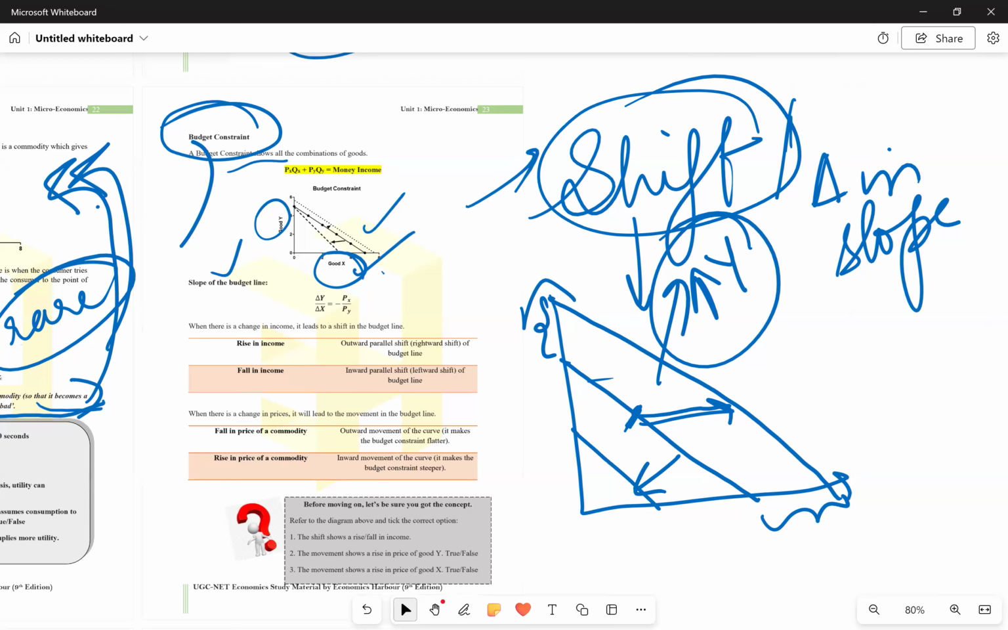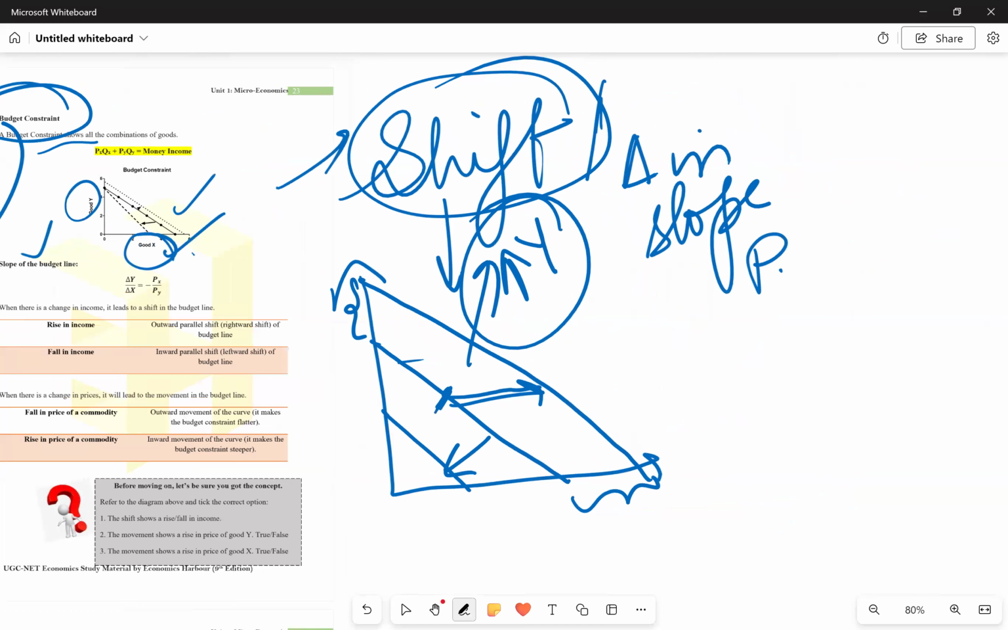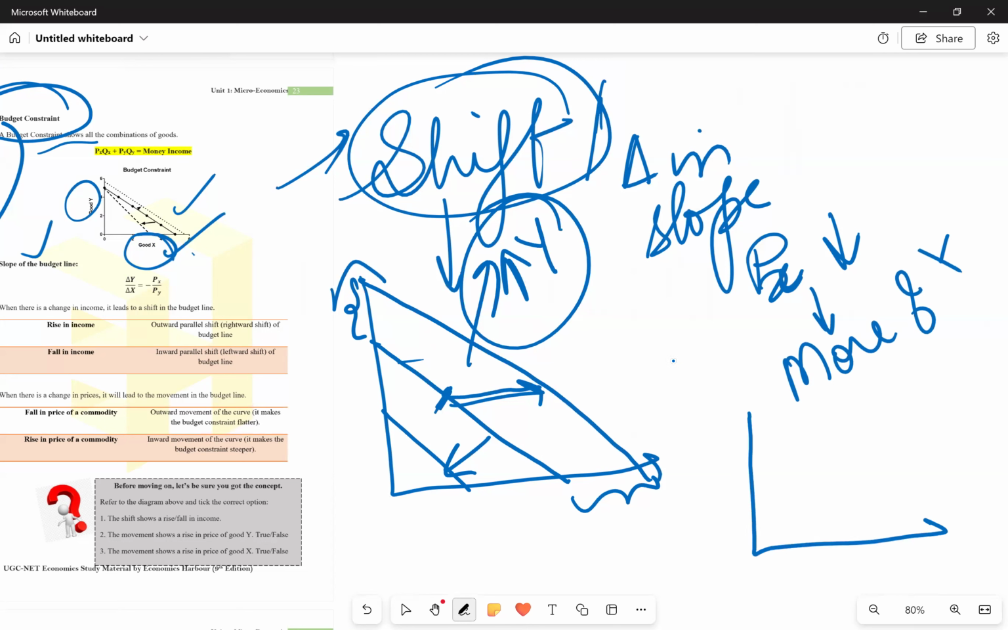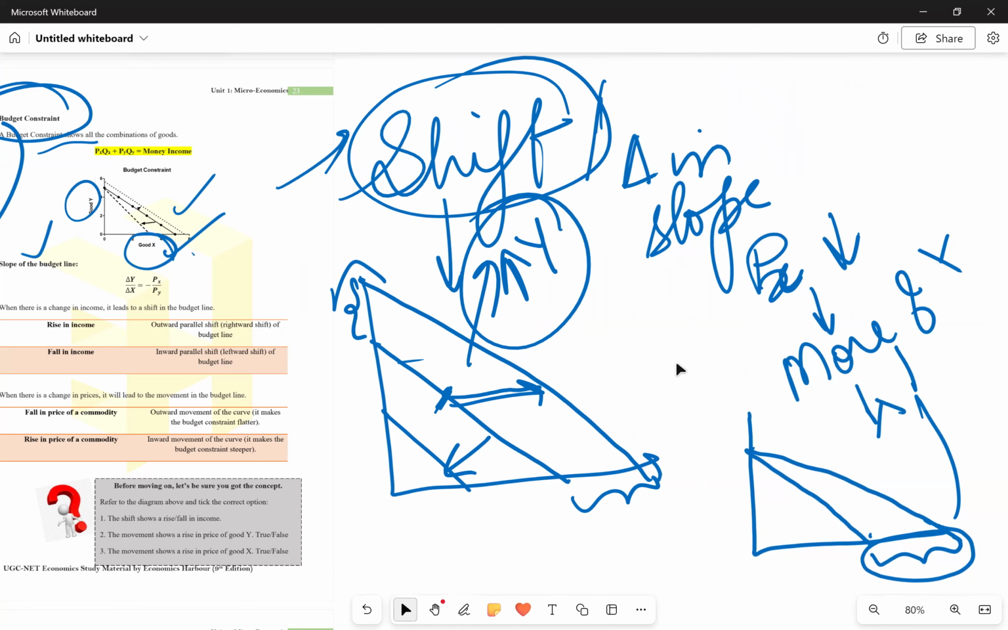Similarly, what if the price of good X falls? Price of good X falls. So this would mean that now you can consume more of good X. Right? So when you can consume more of good X, then your budget line would move outwards. And this outward movement is only due to a fall in price, because only if the price falls can you consume more of it.